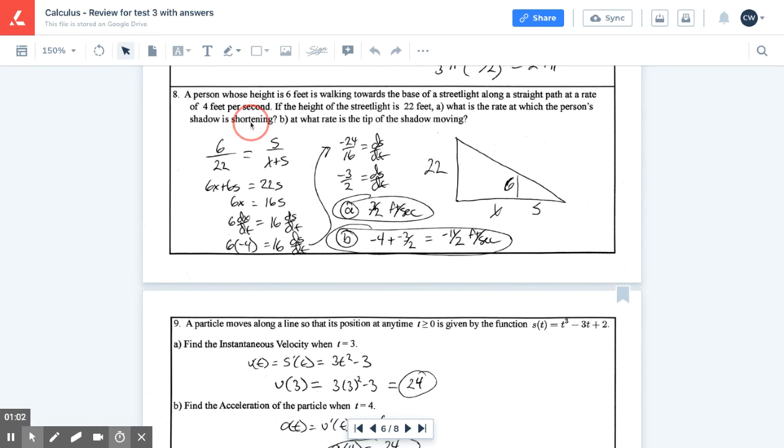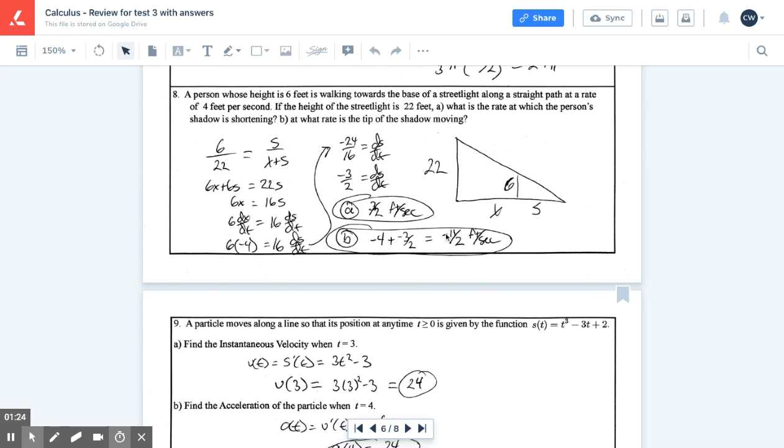So since they said shortening, that takes the negative out. They already know that it's negative, so all I have to do is put the positive. And then, at what rate is the tip of the shadow moving? That's going to be the rate at which this rate and this rate added together. So this rate is negative 4. This rate is negative 3 over 2. And put those together, you get negative 11 over 2 feet per second.